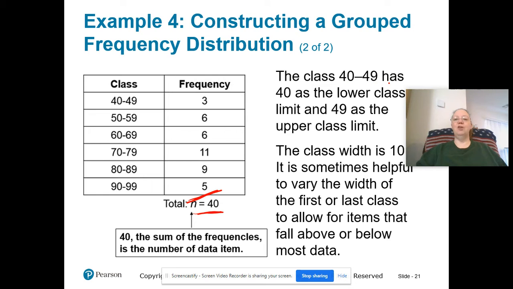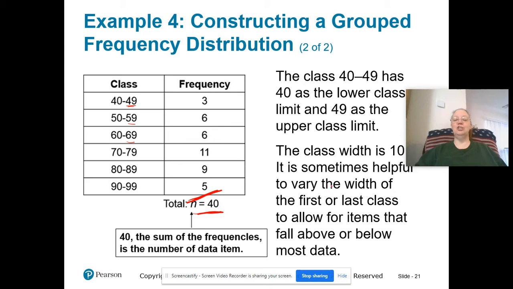The class 40 to 49 has 40 as what is called the lower class limit. 40 is the lower class limit. 50 would be the lower class limit for this class. 60 would be the lower class limit. The upper class limit for this class would be 49. So this is upper class limit, upper class limit, upper class limit. The width is 10.